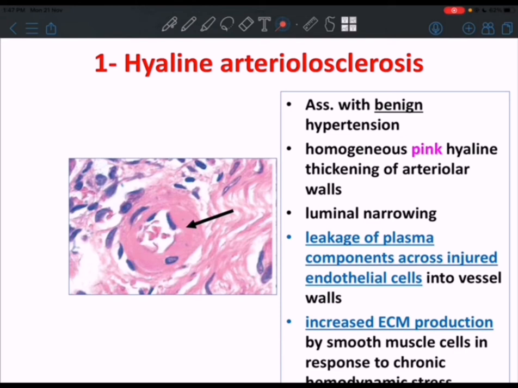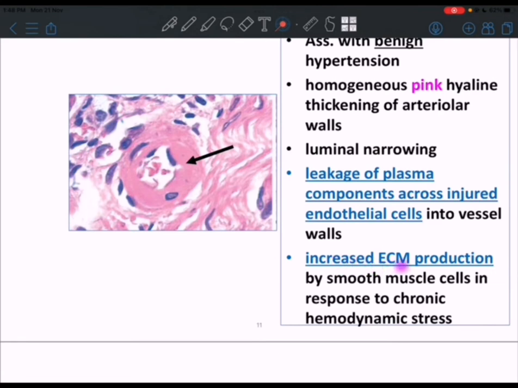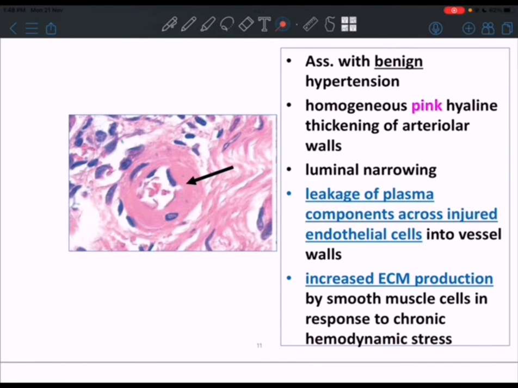Malignant hypertension. Now how can this pinkish or hyaline material get there, get access into the wall of the arteriole? They say لاحظوا إن في عندي leakage of plasma proteins across the injured endothelial cells into the vessel wall. Plus في برضه component بيساعده اللي هو increased ECM production by the smooth muscle cells in response to chronic hemodynamic stress. نرجع لقصة مين؟ vascular wall response to injury.